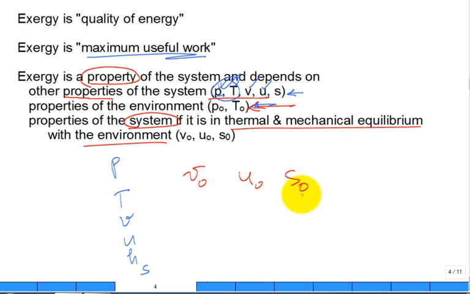Which one is it? Is this V the specific volume of the system, or is it the specific volume of the environment?